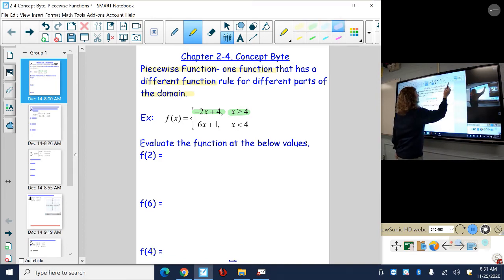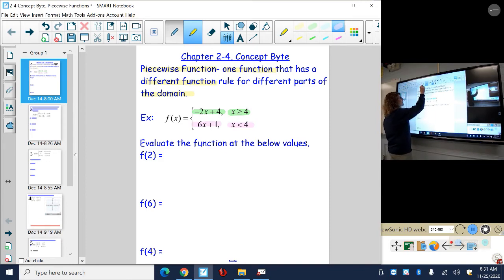Okay? However, I'm going to use 6x plus 1 for all the values that are below 4, such as 3, 2, negative 15, negative 22. Those are examples. So the very first thing that you want to do is you want to take the number that they've given you. They've given me a 2. And it says that they want me to evaluate the f function at the value 2.